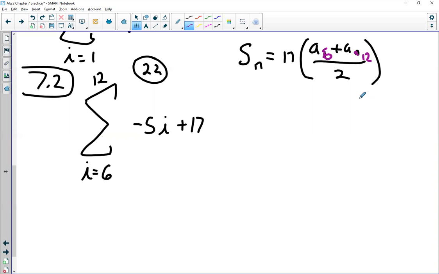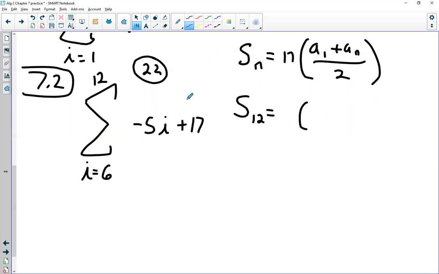Wait, your A1 will be 6? Yes. Why is it 6? It's the first term. Exactly, that's why. And your AN will be 12? It's 12 because it's still your last term. Now let's talk about what's different. So S, we'll call it S 12 in this case, even though that's not 100% accurate. A1 is going to be my 6th term. How do I find my 6th term?